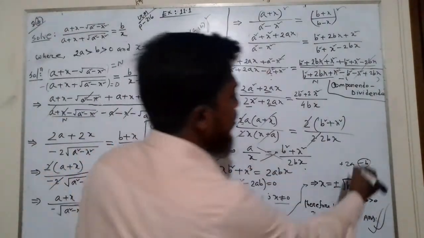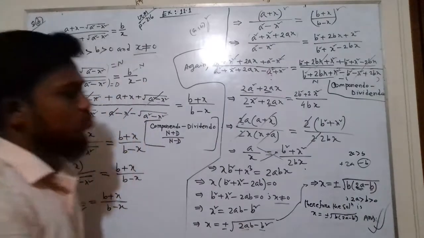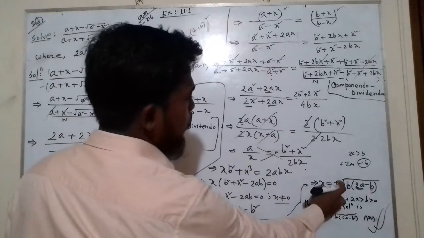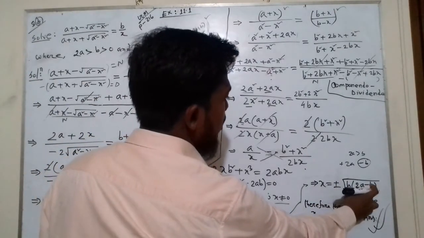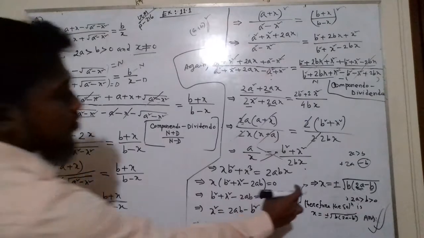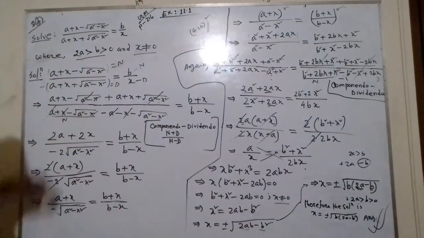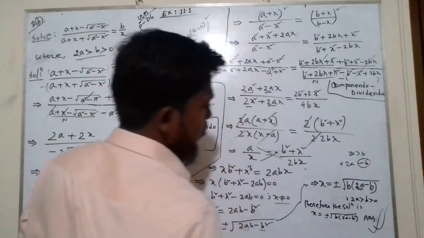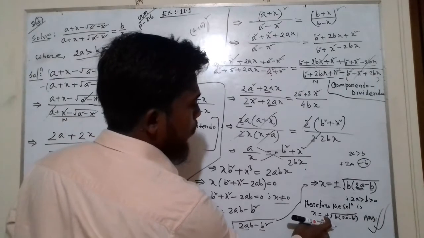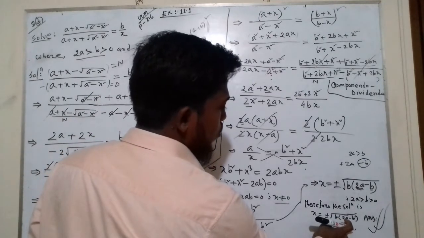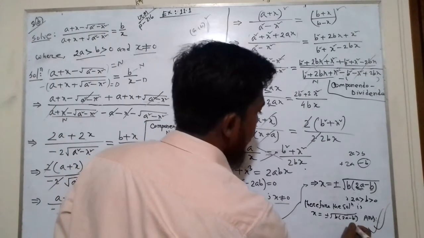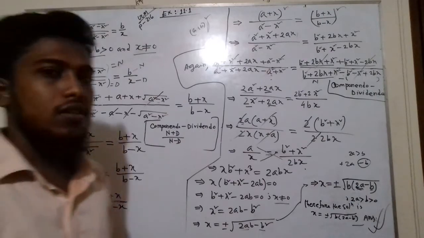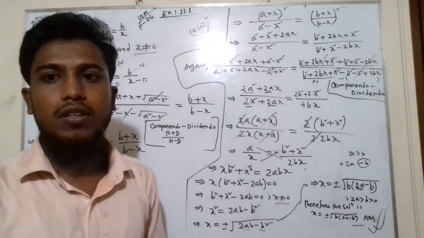So 2a is greater than b. So we can write x equal to plus minus root over b into 2a minus b. This line satisfies this condition: 2a is greater than b is greater than 0. Therefore the solution is x equal to plus minus root over b into 2a minus b. This is the answer of this equation. I think you understood this solution of this question.